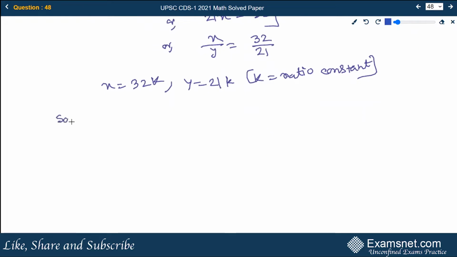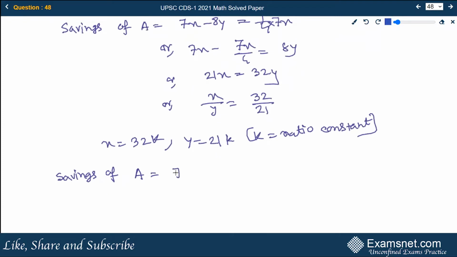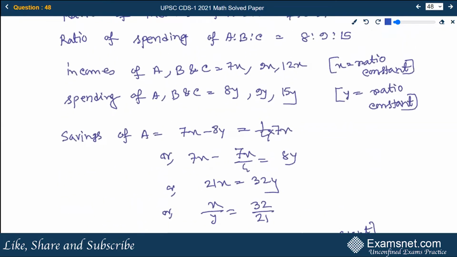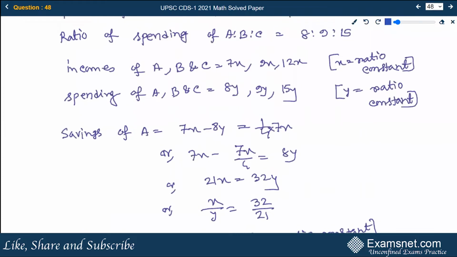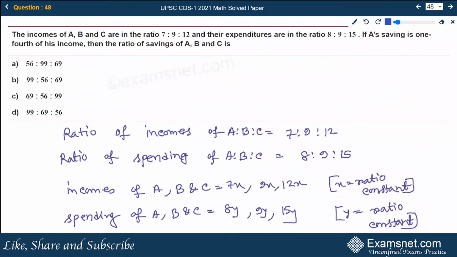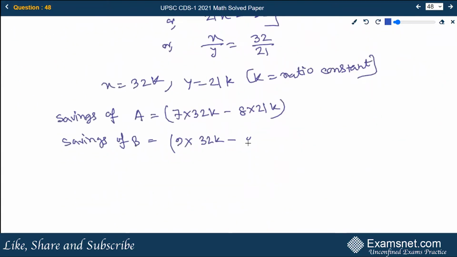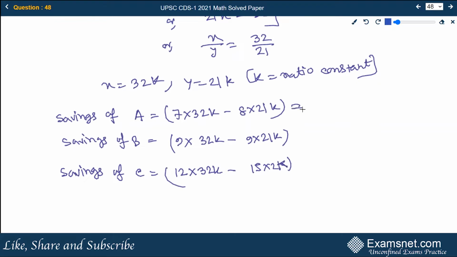Now let's find the savings for all of them. So here I can write savings of A, that is 7x minus 8y, correct? So 7 times 32k minus 8 times 21k. Savings of B, that becomes 9 times 32k minus 9 times 21k, and both are 9, so I can write it as 9 multiplied by 11k, and savings of C, that is 12x minus 15y.